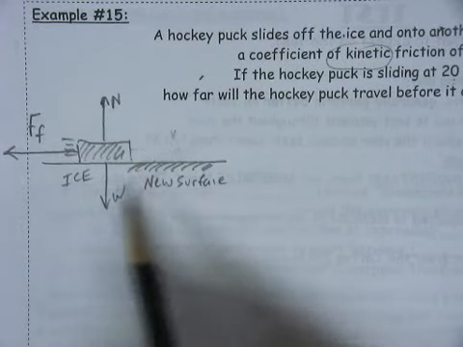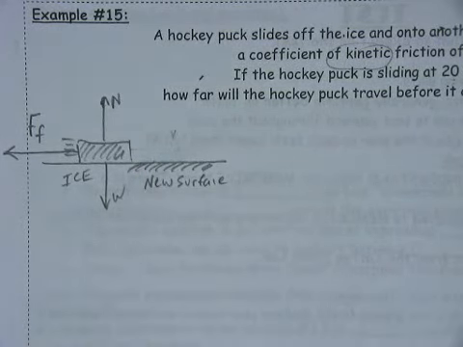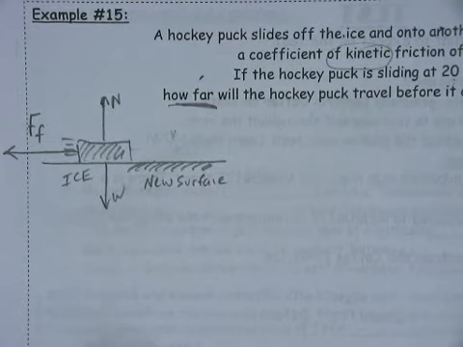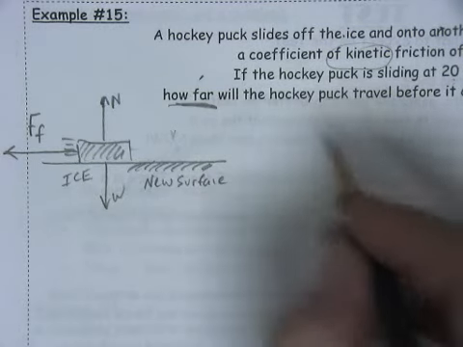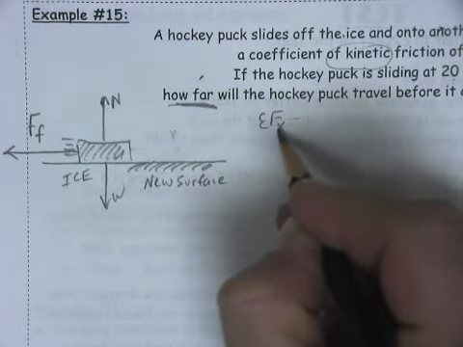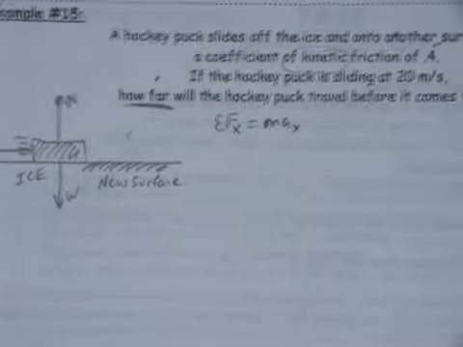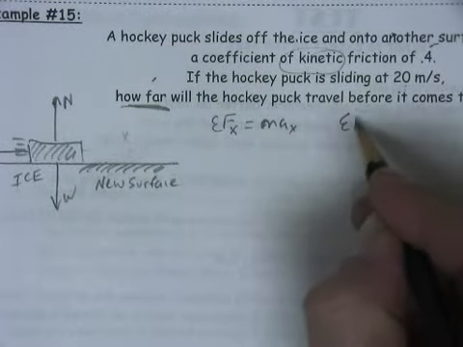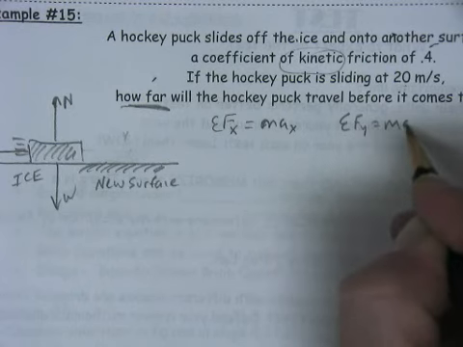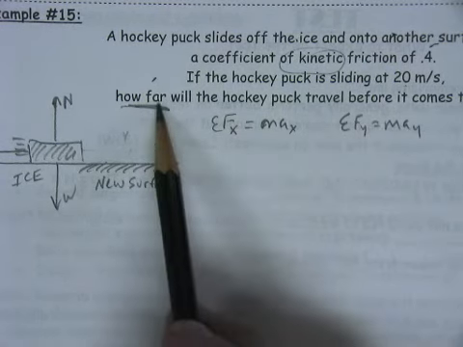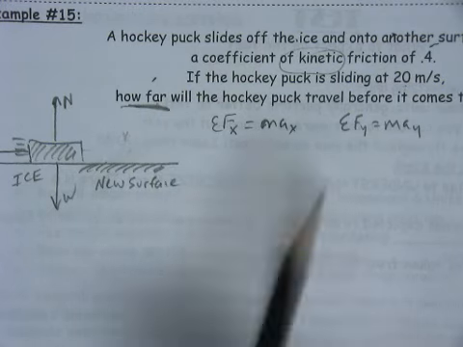So the only forces we have acting on this are going to be those three. So let's look at what we want. The question asks for how far the hockey puck will travel. Well, if we start with Newton's second law, here's the x direction, and then here's the y direction. We don't have what we want. I mean, we want how far, and how far is not going to show up here.